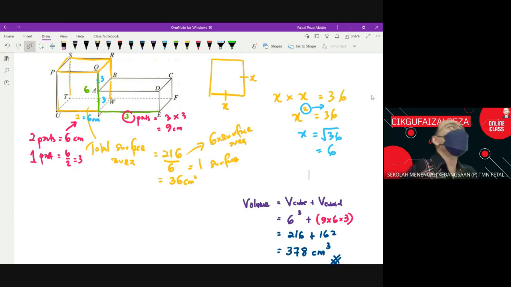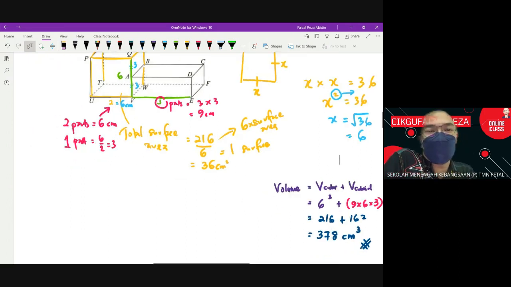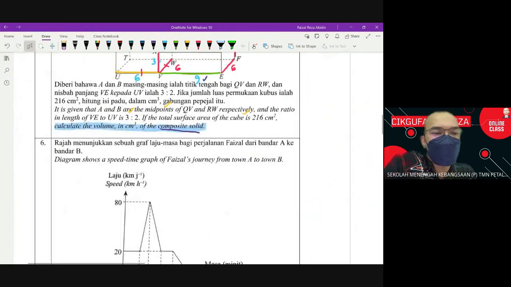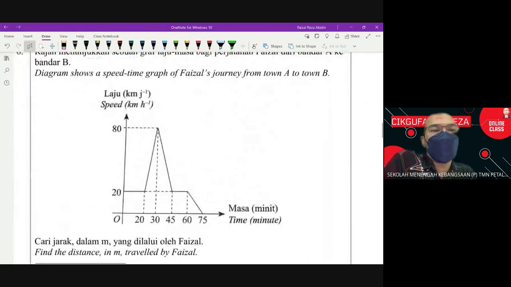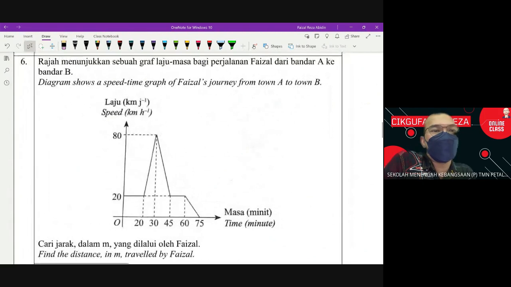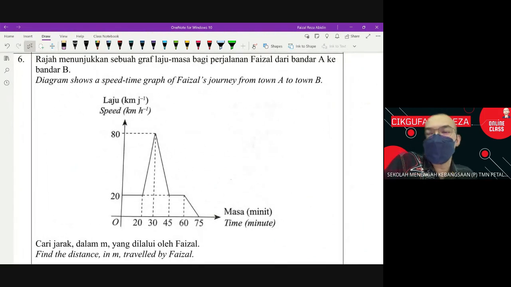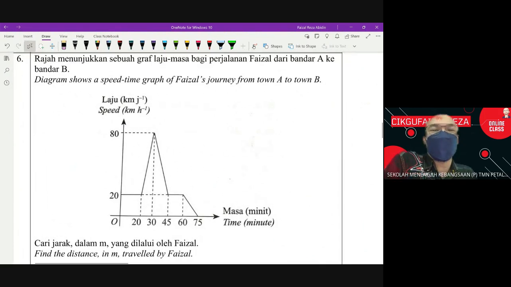Okay, done? Done? Okay, we go for the last question. Number 6, because now it's 12:52 already. We have another 8 more minutes. No, because after this I got another class, SPM class.